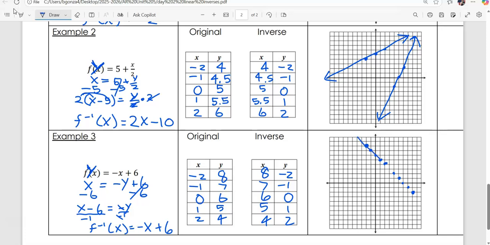Example 3 is weird when you graph it, because it's going to be one line on top of itself. Okay, so if you need help with the last two, make sure you have these down. And then I'm going to pass out your assignment already so you can get a head start on it, but you will have tomorrow to work on it.